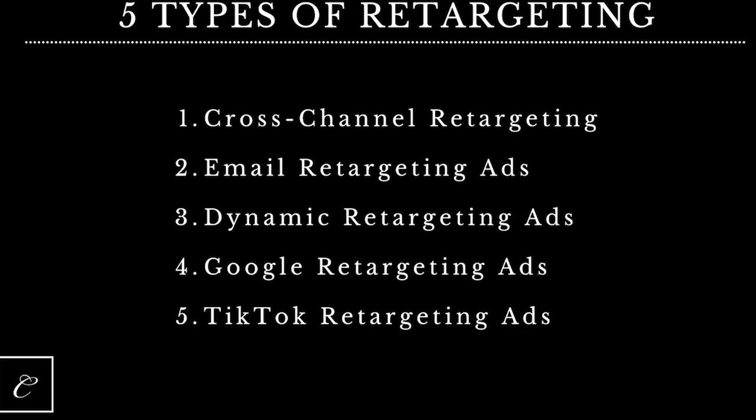The first type of retargeting is cross-channel retargeting, which basically means that if somebody went to your website, then you can remarket them on TikTok, Instagram, Facebook, or even Google, and that's even if that person only looked at your products on Google. And so you can target them on multiple different platforms, which is nice.